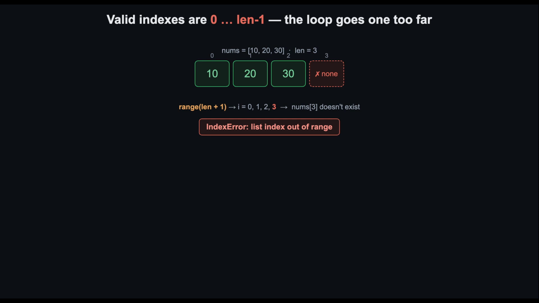Look at it. Our list has 3 items at indexes 0, 1, 2, but a loop over range of len plus 1 counts 0, 1, 2, and then 3. Index 3 points past the last item at nothing. So the instant we read nums[3], Python throws. That little plus 1 is the whole bug.